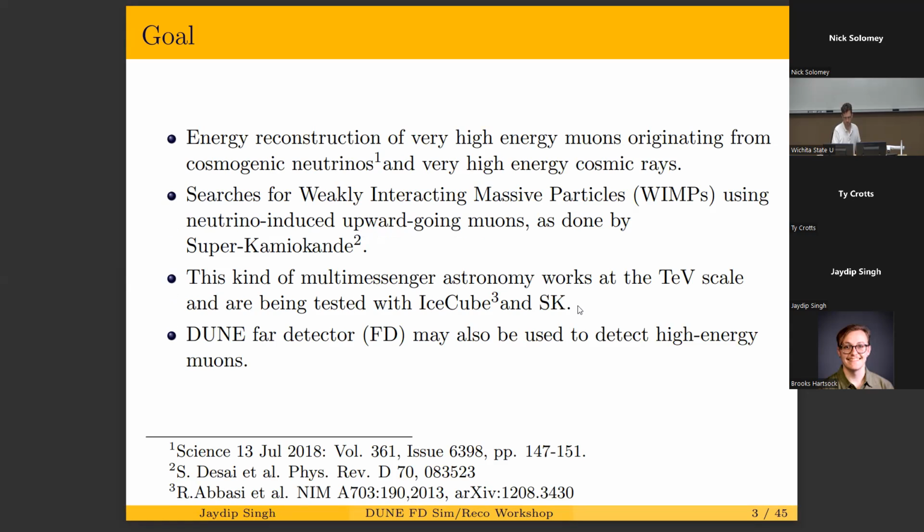One can also look for weakly interacting massive particles using neutrino-induced upward-going muons. This is already being done by the Super-Kamiokande collaboration, so one can also do the same thing for the DUNE detector. This kind of astronomy works at the TeV scale. And the methods that we are using have already been tested for the IceCube and Super-Kamiokande detectors. So the DUNE far detector may also use this technique for the detection of very high energy muons.